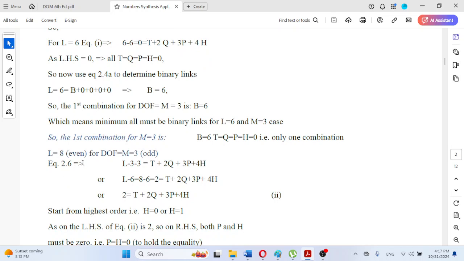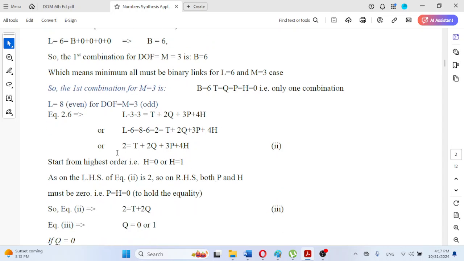Equation 2.6 gives, in a similar manner, L minus 6, or 8 minus 6, equals 2, which is T plus 2Q plus 3P plus 4H. So 2 equals T plus 2Q plus 3P plus 4H. In this way this equation will be obtained.